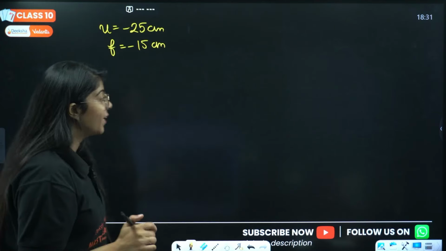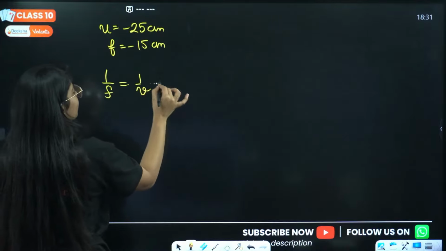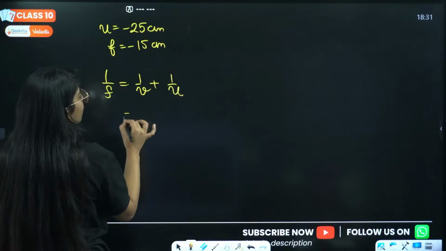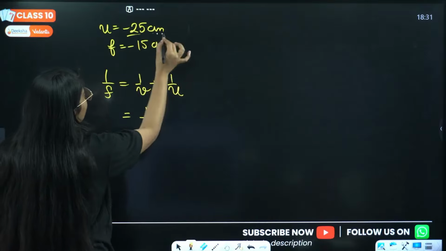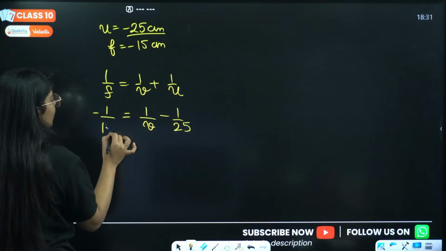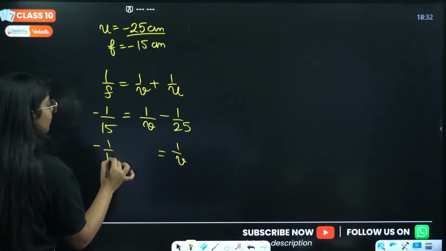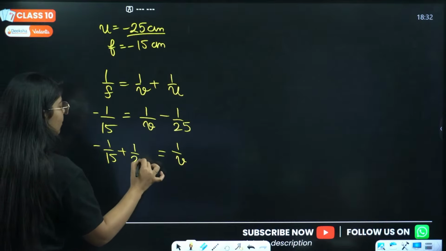Okay, I'll solve it very quickly. Just see, 1 by f will be 1 by v plus 1 by u. 1 by v we have to find. 1 by u is minus 1 by 25, and this will be minus 1 by 15. We have to find v, so minus 1 by 15 plus 1 by 25.